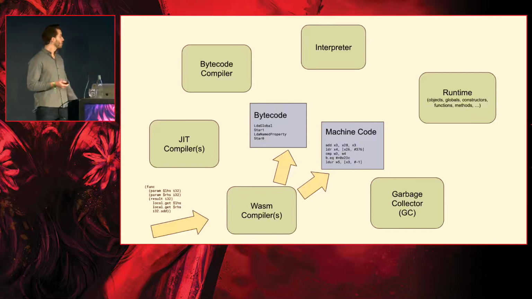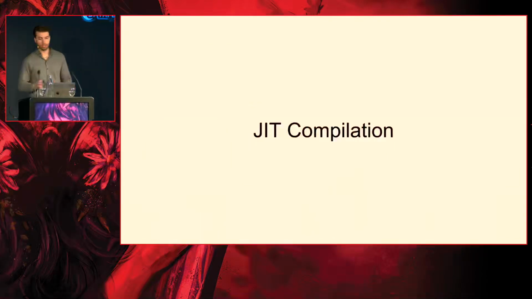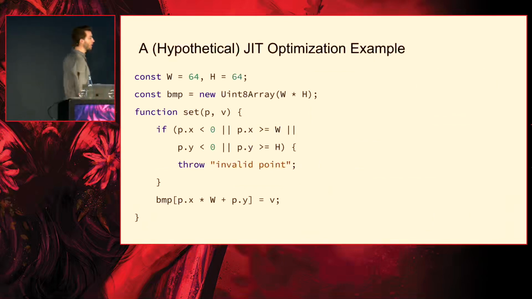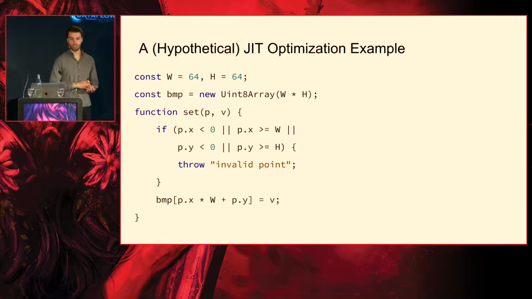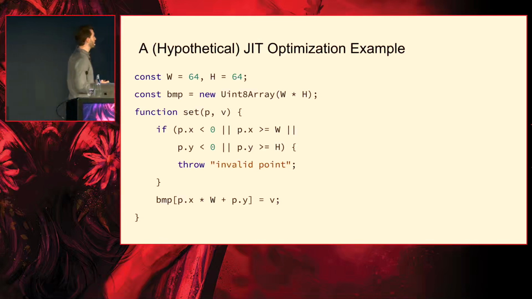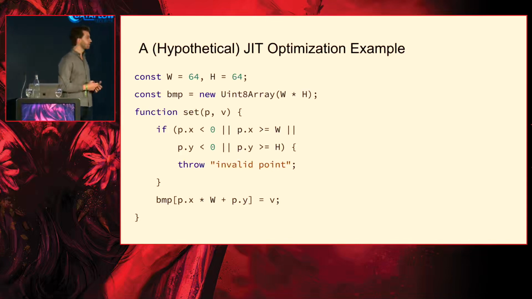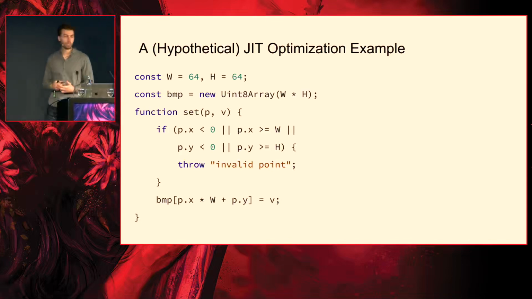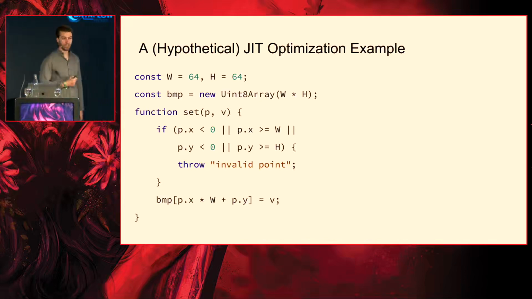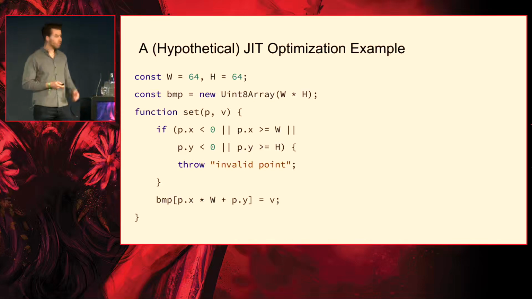Okay, so with this short introduction, we're going to zoom into one of the most complex parts, the JIT compiler. It's going to be up next, and we will start with a simple example of how JITting of JavaScript works. I just made up this code here. It's a kind of bitmap of 8-bit integers, and there's a function set, and you give it a point and a value, and it's going to set the bitmap at that point to the provided value, right? It does a bit of sanity checking. It tries to make sure that X and Y are within the range.